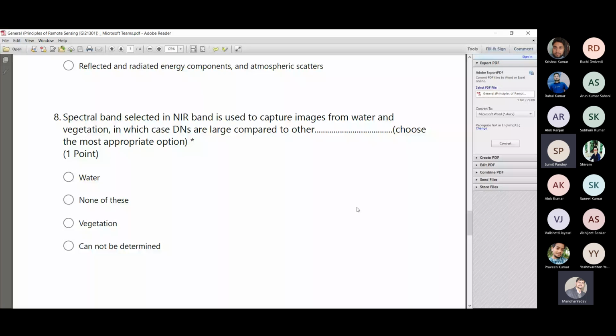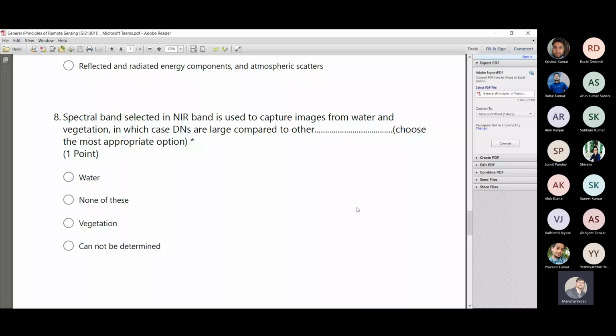Sir, I think I have forgotten or could not understand properly in the previous class: on what basis do we decide that this particular GRC will have a higher DN number and this will have a lower DN number? Here we are comparing between water and vegetation. Sir, please explain this part.